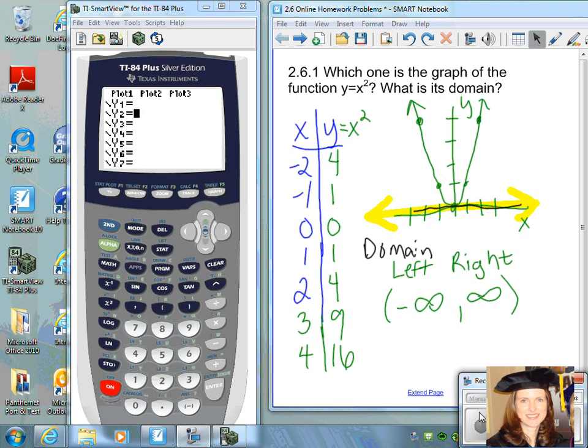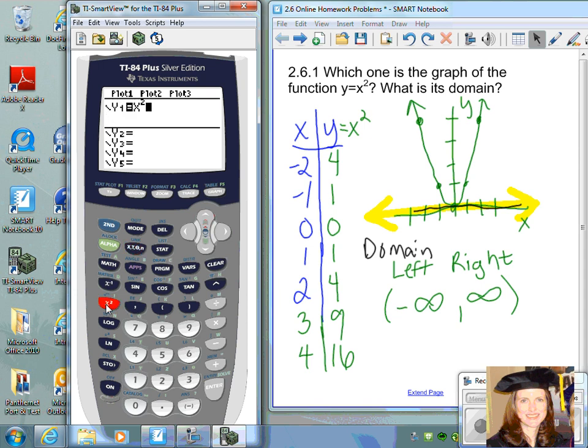Now I'd like to show you how you can graph some of these on a graphing calculator. Going back to question number 1, which one is the graph of the function y is equal to x squared and what is its domain? Well, on your graphing calculator, you want to turn the calculator on and press the y equals button. Make sure everything is cleared, including those plots, and the y is already there, so we're going to type in the x squared. I use this button for x and this button for squared.